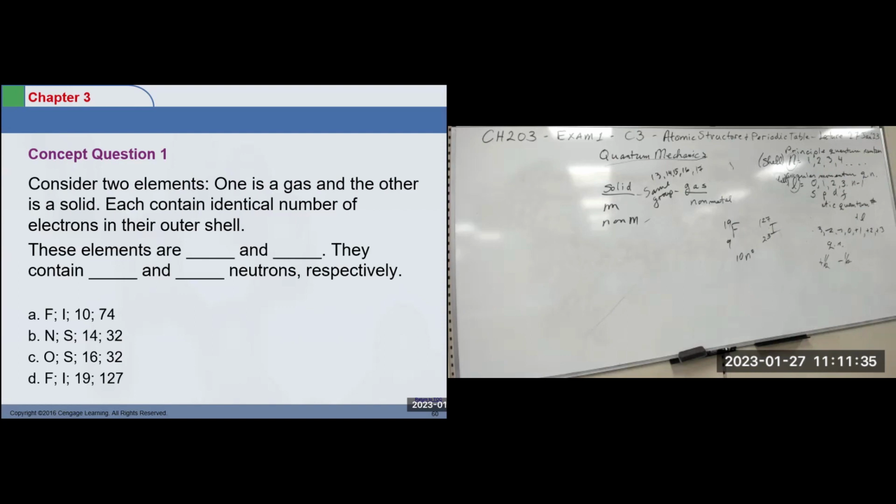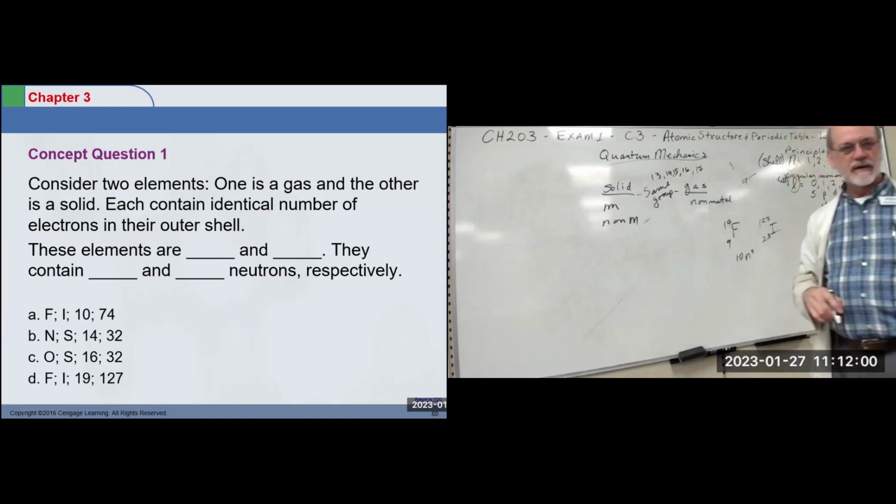Now, how do I know the most common isotope is 127? Look at the atomic mass and what's it closest to? It's closest to 127, right? So that means most of the isotopes of iodine are close to 127. So A is out.